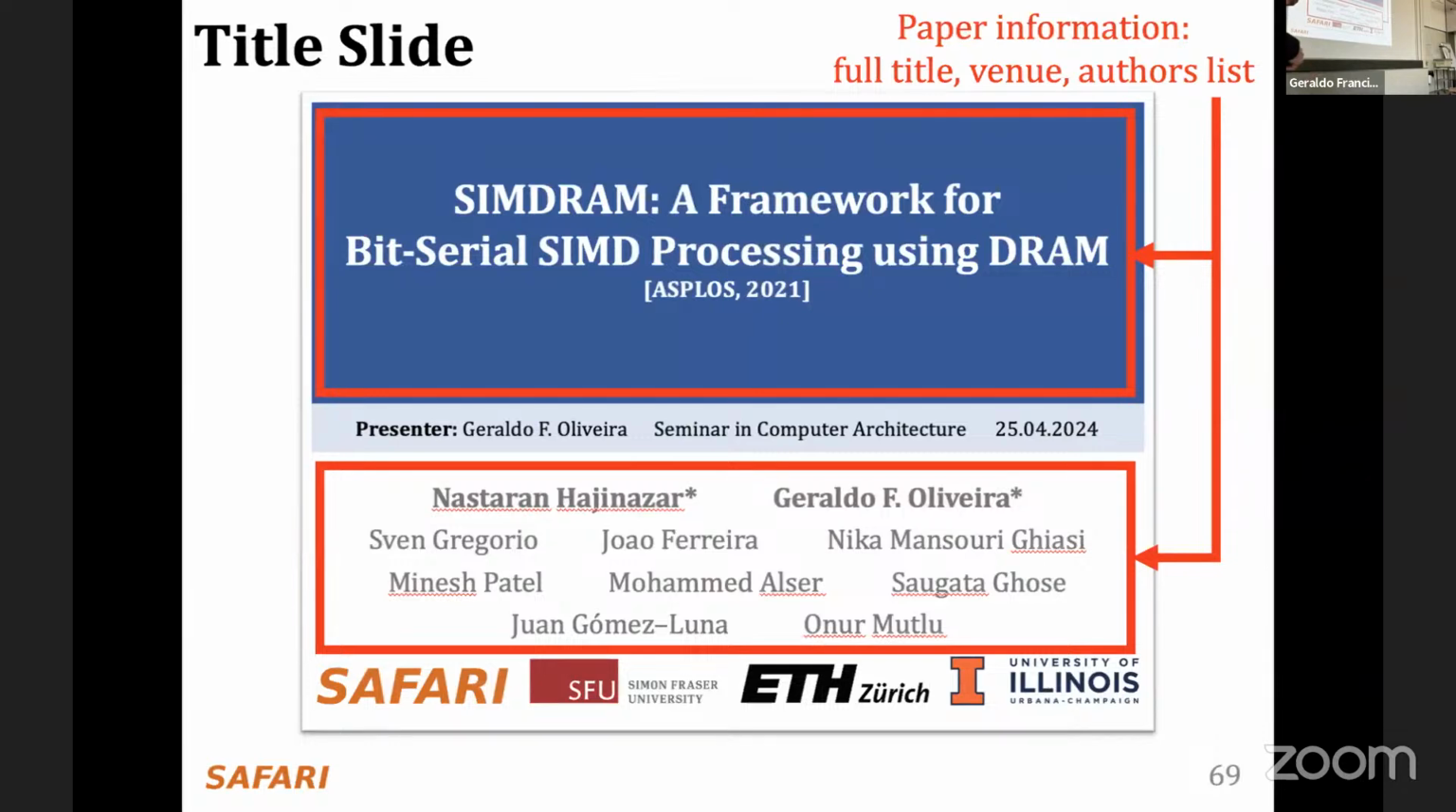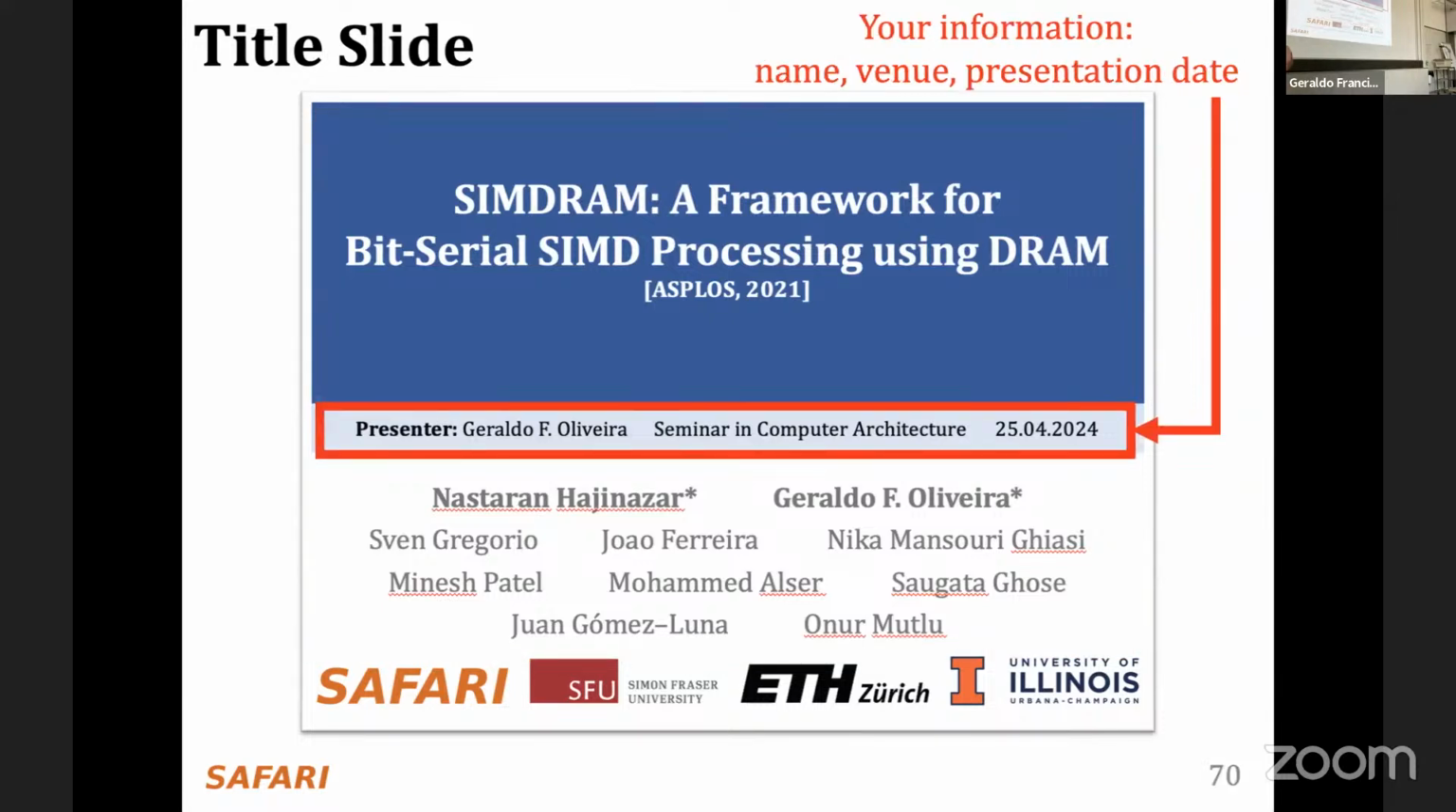So the first one is that in the title slide, make sure to include the name of the paper, the venue that the paper was published, the authors list, and your name, the venue that you are giving the talk, which is the seminar class, and the date that you are going to give the talk on. This is a good practice for every single talk that you give, so people know who you are.